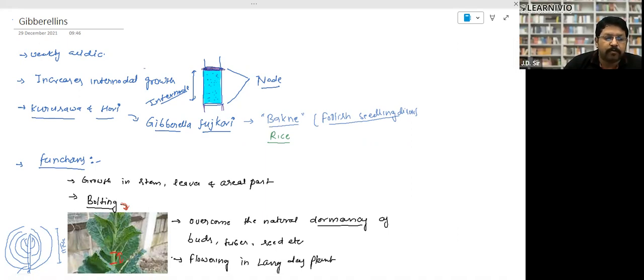And nodes are the part from where the leaves or the branches originate. New leaves and new branches originate from the node part, right? So these are called nodes.